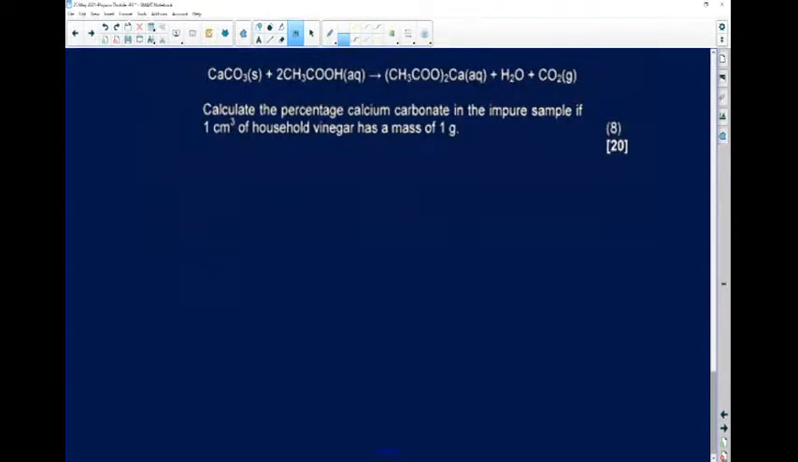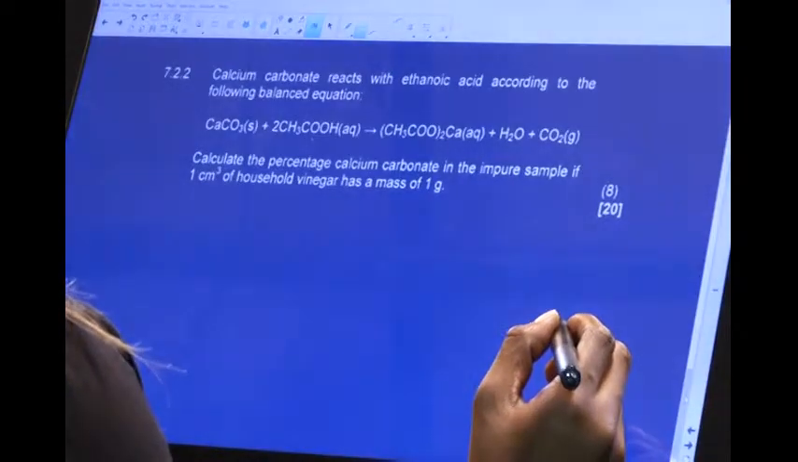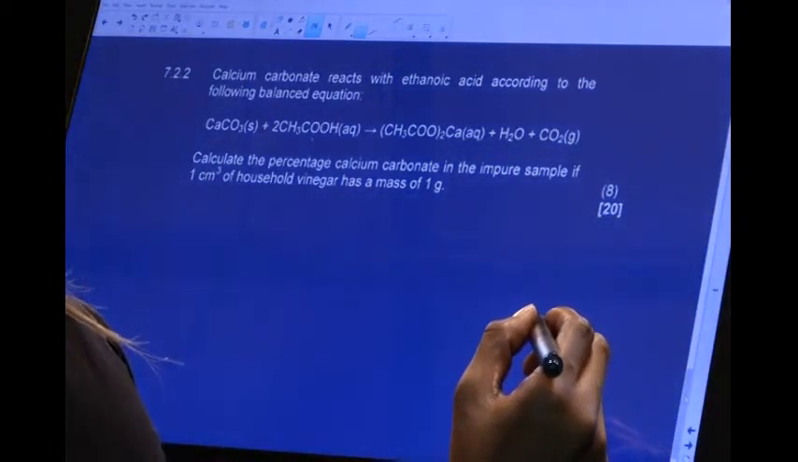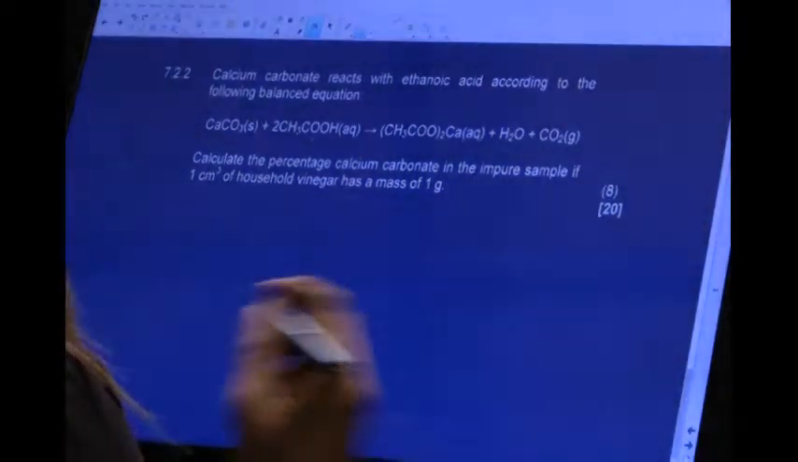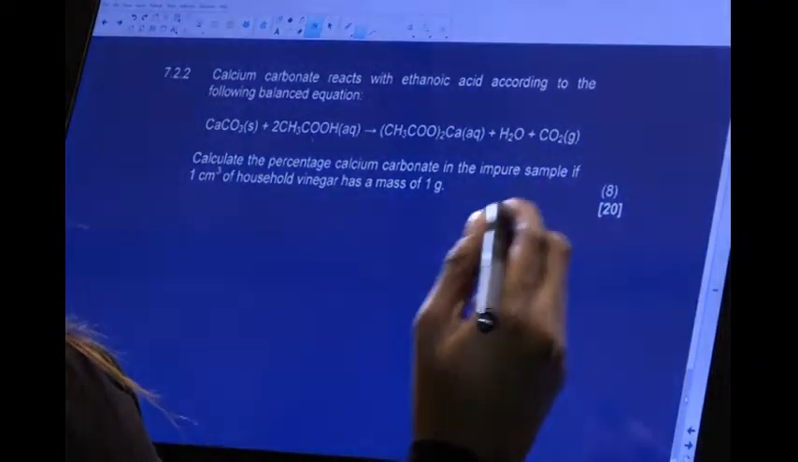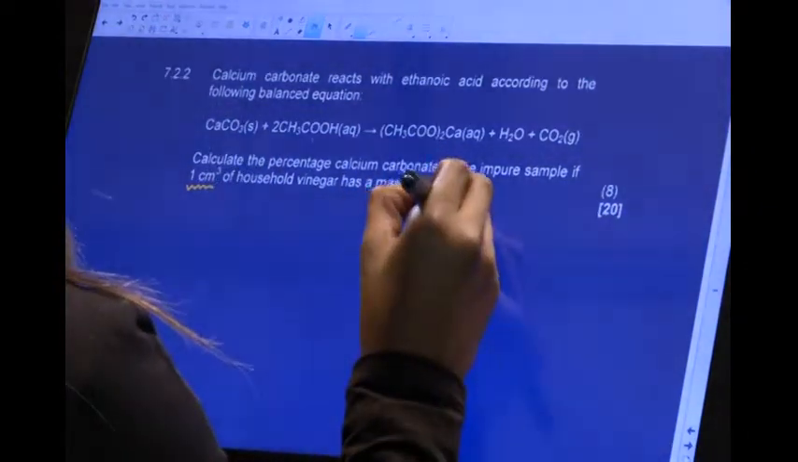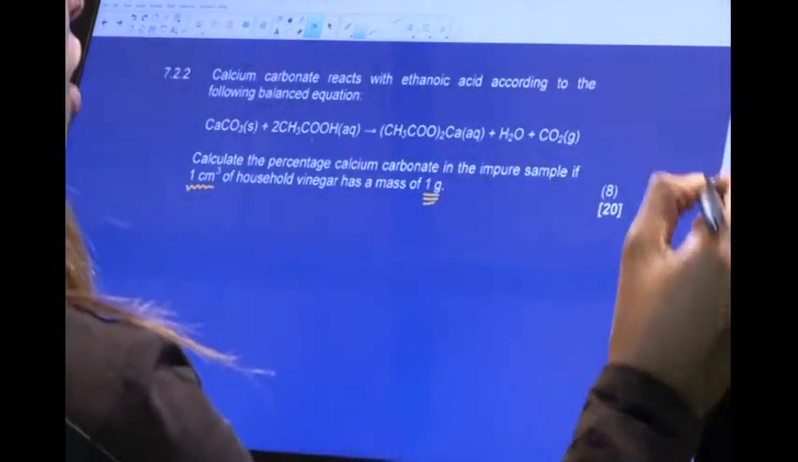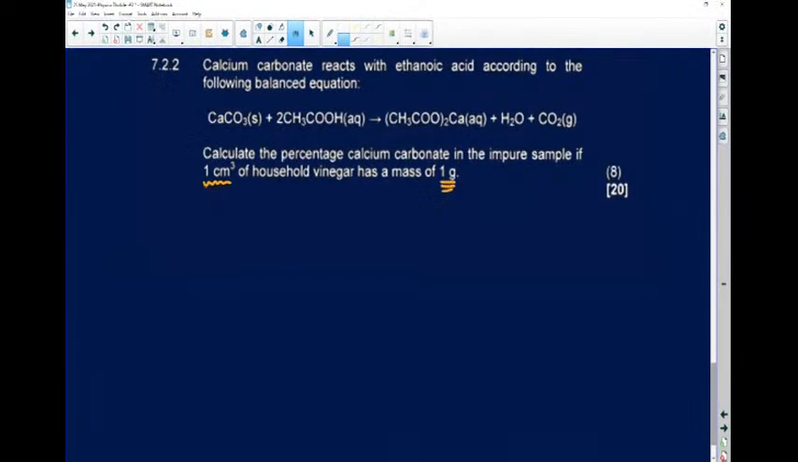7.2.2. So here I'm told that calcium carbonate reacts with ethanoic acid according to the following balanced equation. I must now calculate the percentage calcium carbonate in the impure sample if 1 cubic centimeter of household vinegar has a mass of 1 gram, and this is for 8 marks. So this was a big question, a long one. It was a long question.